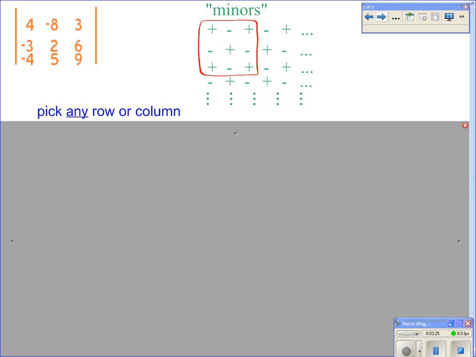First step is to pick any row or column. You will always end up with the same answer as your neighbor, even if they pick a different row or column than you. Also know that if there's a 0 anywhere, pick it, because it will save you time, and I'll show you why in a second. This one doesn't have a 0, so there's not any column or row that we would want to gravitate towards. So we can pick any of them.